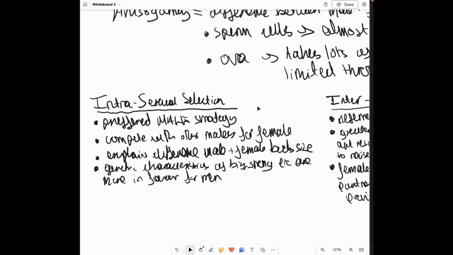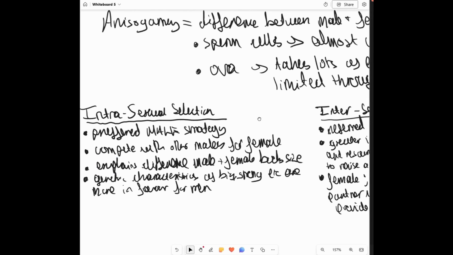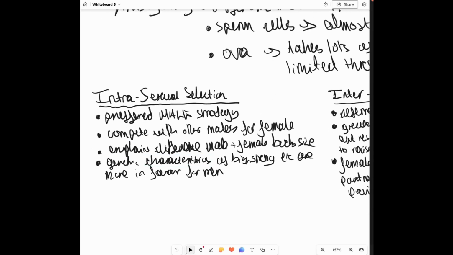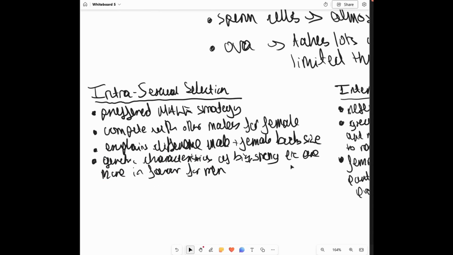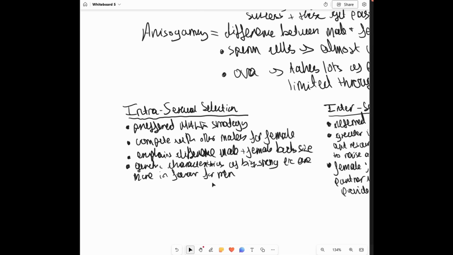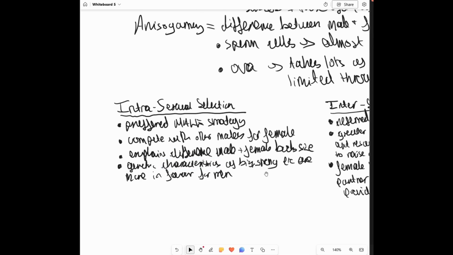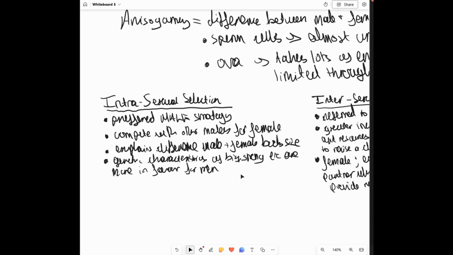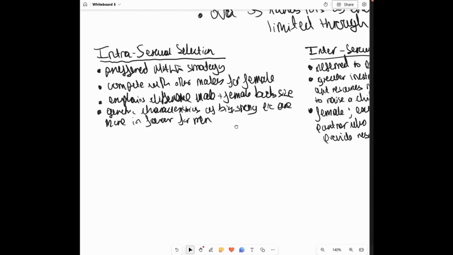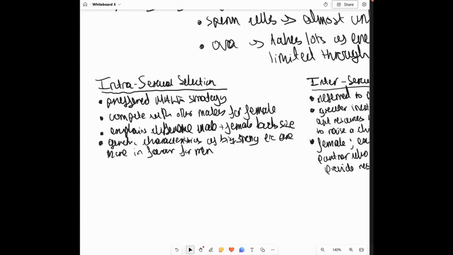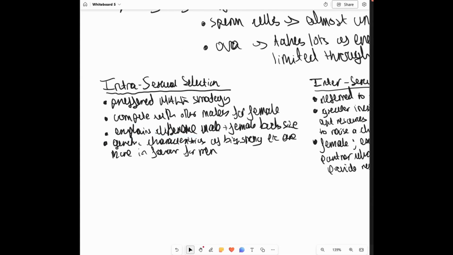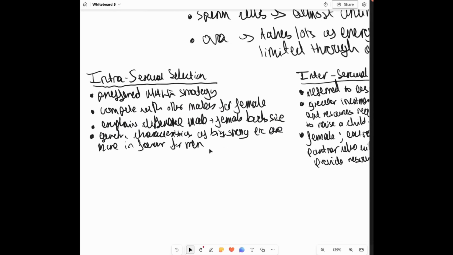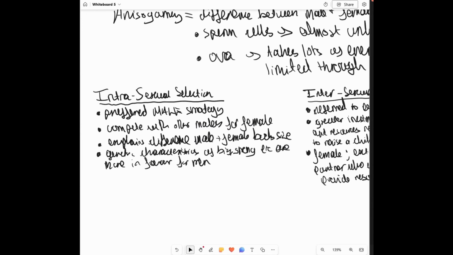So when you compete with other males for the female, that explains the difference between male and female body size. The reason is that the genetic characteristics of being big, strong, etc. are more favoured in men when they're fighting off other males for the females. So it's more likely that the stronger man is going to reproduce with a female, so the female doesn't need to fight any other females for a man. So they don't need big bodies, muscles and all of that. That's intrasexual selection. It's kind of the opposite of inter. It should just be called outer sexual, but whatever.